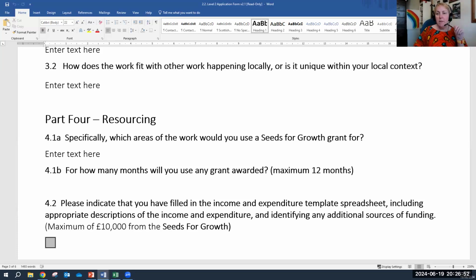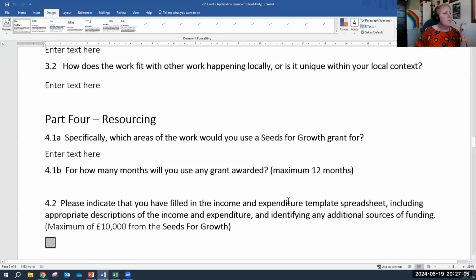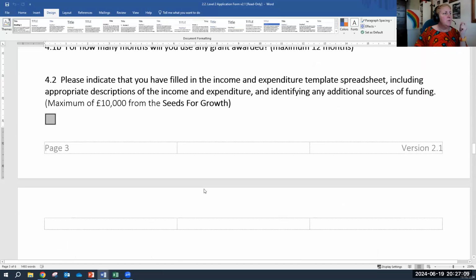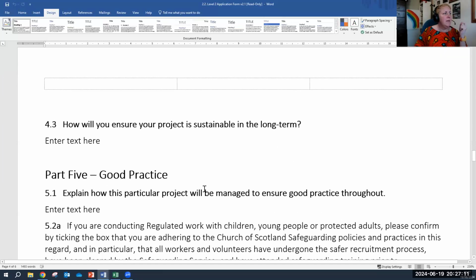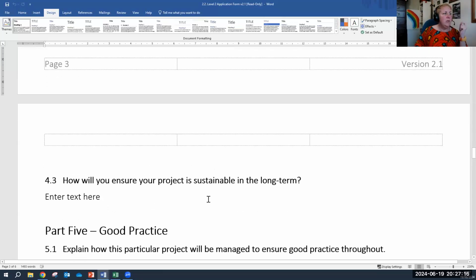So we've already covered in the intro PowerPoint the various different ways in which you could get other finances into your project. Going down onto page 4 of the application form, here is 4.3. How will you ensure your project is sustainable in the long term?